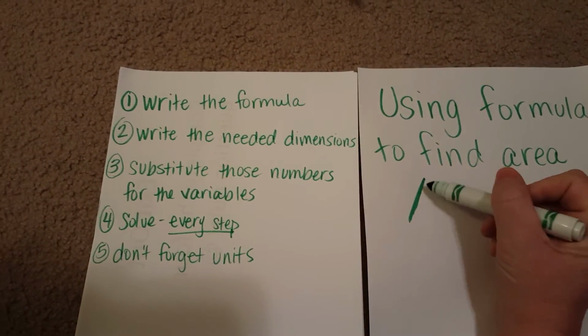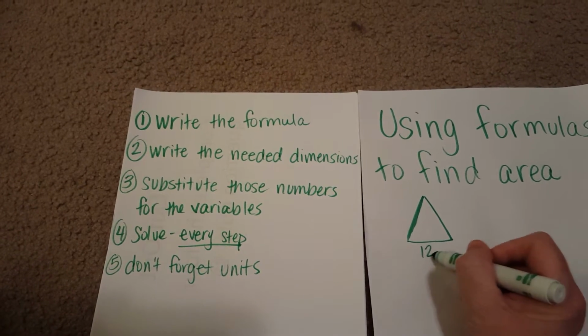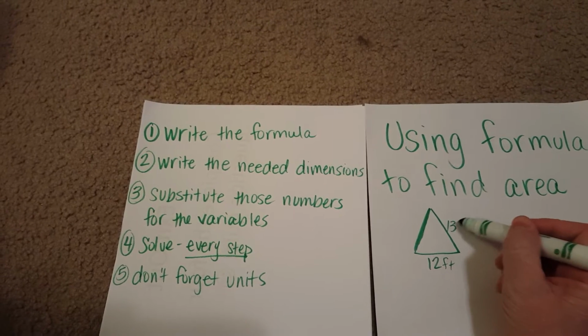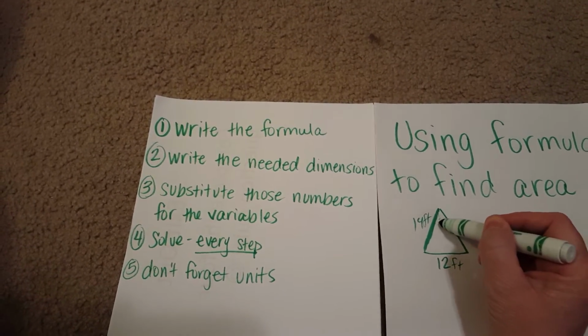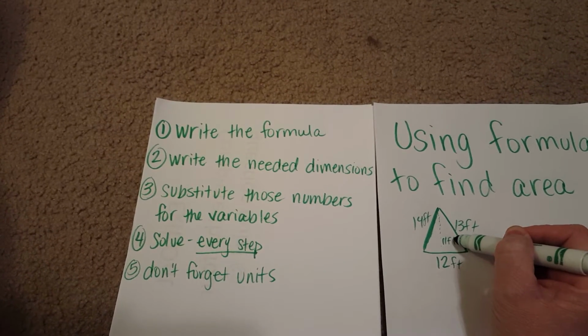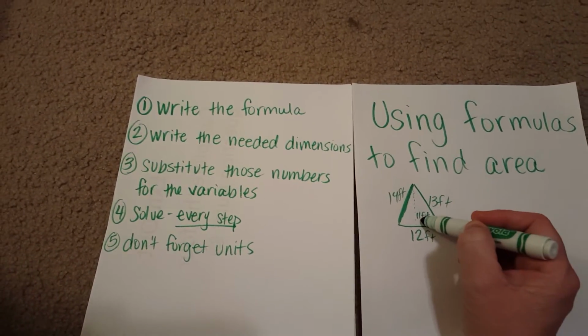Let's start with just a triangle here and say my base is 12 feet, and this side right here will be 13 feet. And then 14 feet, and we'll call this right down here, this is the height, we'll call that 11 feet. Okay, remember your height is always straight up and down, never sideways, okay? So this is actually the height.